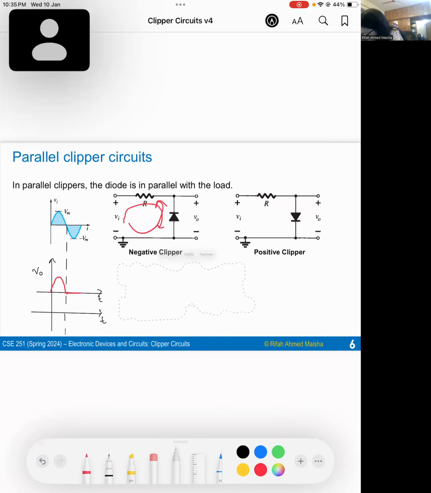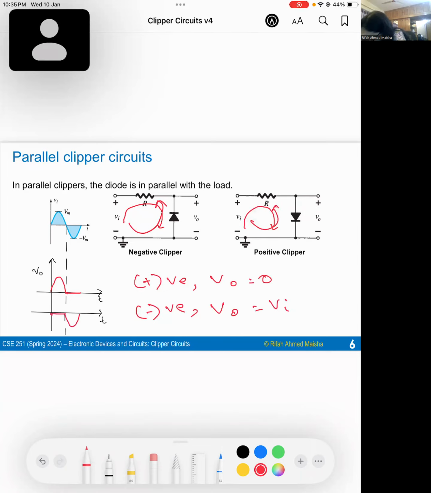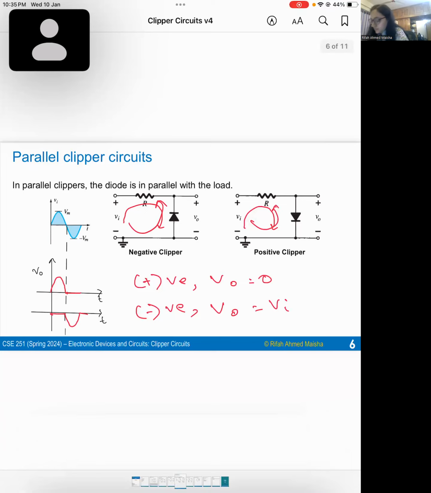For figure 2, we can see that during the positive half cycle, the diode is forward bias and short circuit. That's why output voltage is 0. And during the negative half cycle, the diode is reverse bias and open circuit. That's why the output voltage is equal to input voltage. So if we draw the waveform, it will look like this. Here the positive part is clipped off. That's why it is a positive clipper.